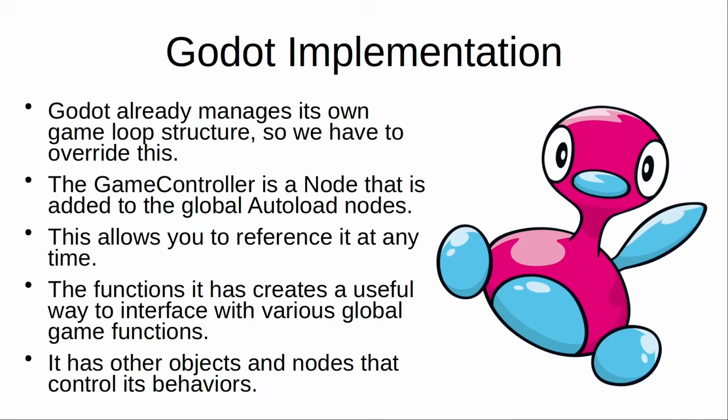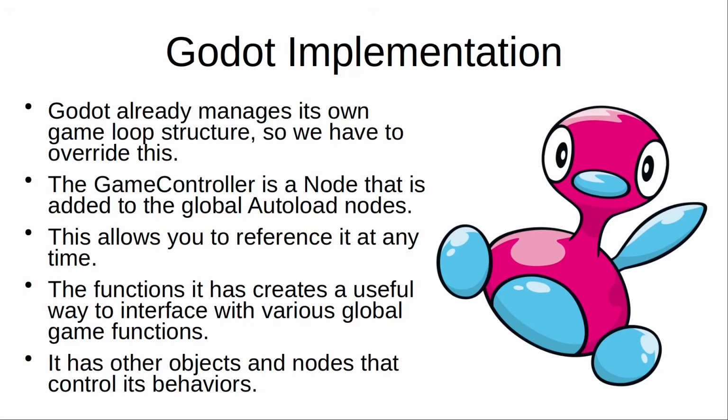Let's talk about the Godot implementation. See, Godot already manages its own game loop structure, so we are basically using Game Controller to override this. The Game Controller is a node that can be added to the global auto load nodes. So if you go to your project settings, you can go to the auto loads, and you can add a global that way, right? That's what we're going to do with Game Controller. This allows you to reference it at any time in the script. It's very valuable. The functions it has create a useful way to interface with various global game functions, right?